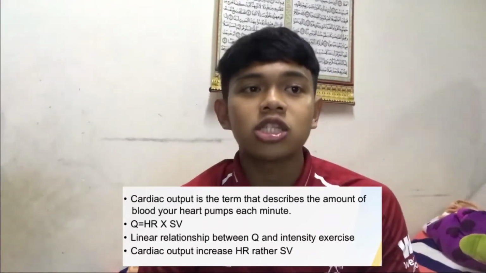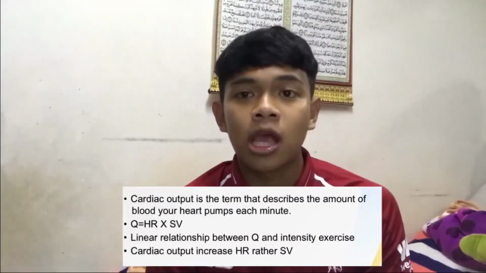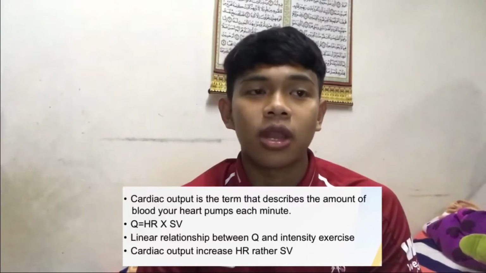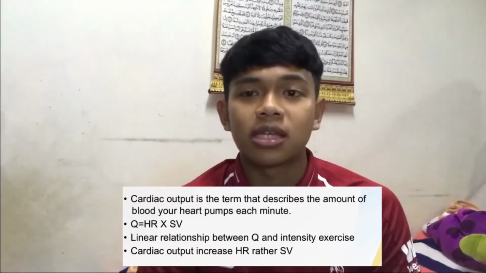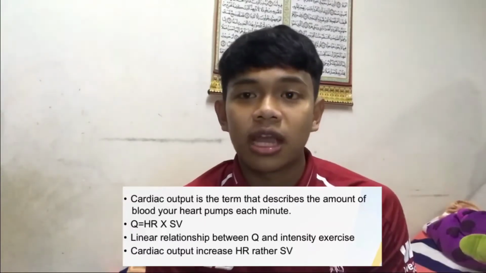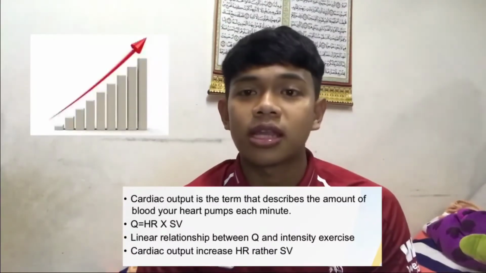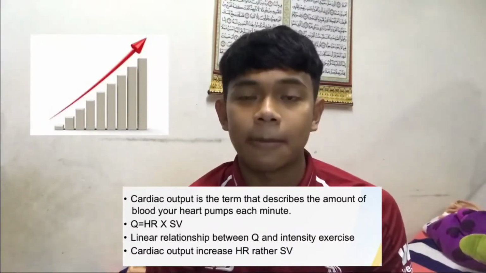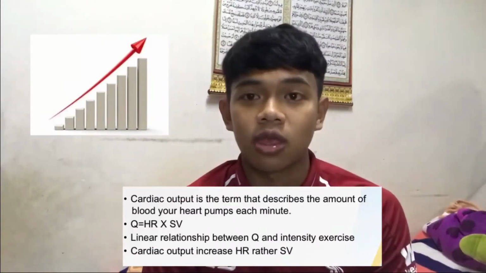So the calculation of the cardiac output is heart rate multiplied by stroke volume. The example calculation is when heart rate is 60 beats per minute, multiplied by a stroke volume of 75 milliliters. So we get the answer, 4,500 milliliters. The linear relationship between cardiac output and exercise intensity is that they go the same way. When cardiac output is going up, exercise intensity is also going up. The last point is that cardiac output increases through heart rate rather than stroke volume.